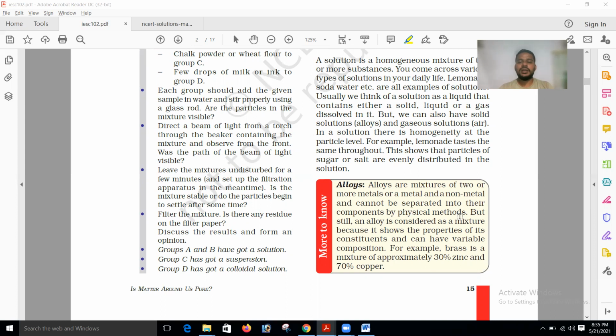Constituents থাকে. ধৰা example দিছে যে brass is a mixture of approximately 30% zinc and 70% copper, that means brass এটা alloy হয়. গতিকে in brass 30% zinc is there and 70% copper is there, but brass যোনটো আমাৰ alloy আছে, it shows the property of both zinc as well as copper, so we can say that alloys are mixture. Okay.